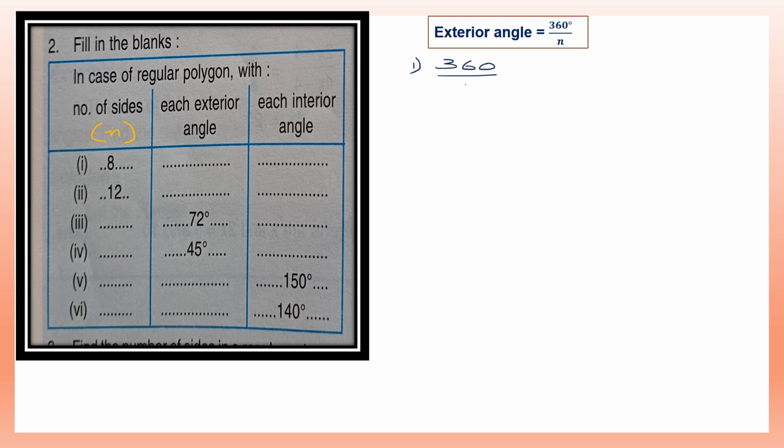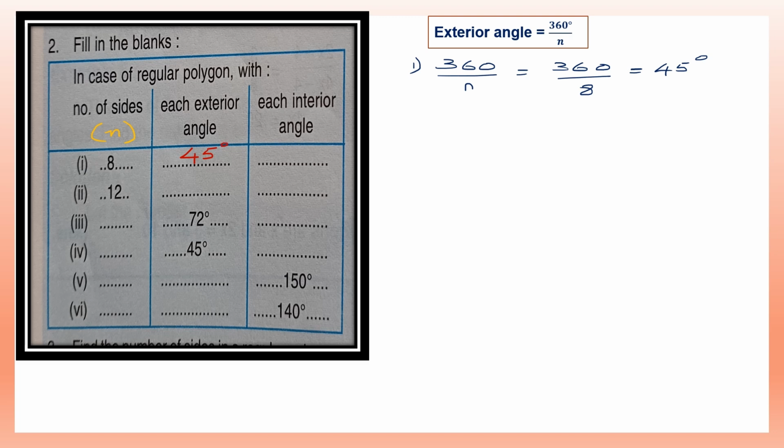360 divided by n will give us the exterior angle. Now n is the number of sides, so it is 360 divided by 8. Let's divide 360 by 8. When you divide, you get 45. That means the exterior angle is 45 degrees. Now let's write that here. So here in the blank, 45 degrees for the first one.